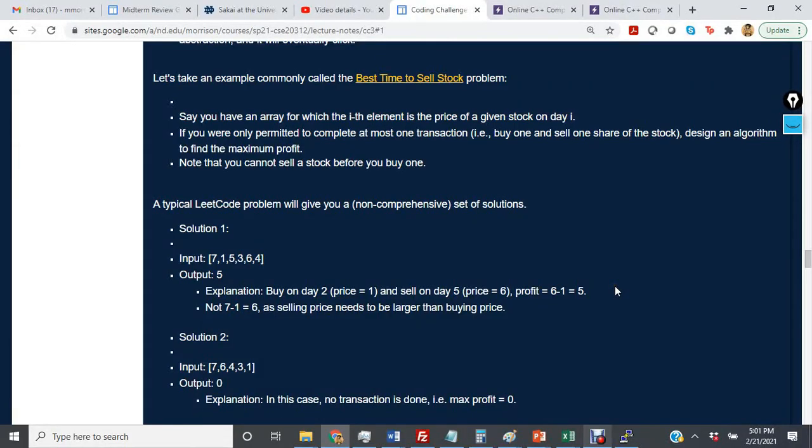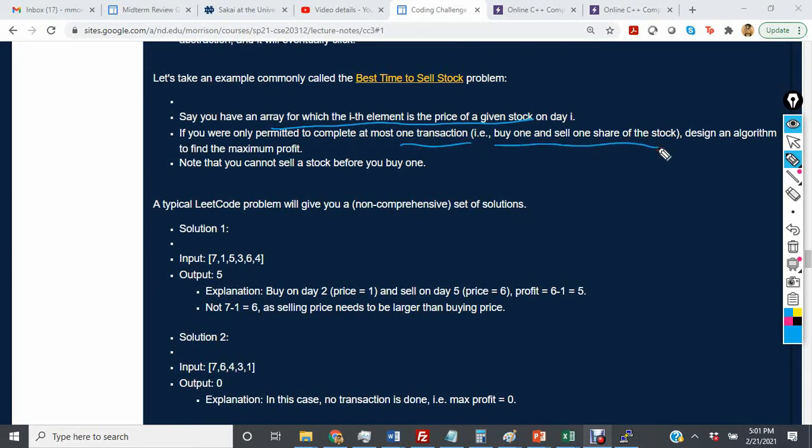This video contains a visual description of the best time to sell stock problem. So the way it works is you have an array, where the ith element is the given stock price on any given day. You are only allowed to make one transaction, meaning you can only buy and sell one share of the stock to find the maximum profit.